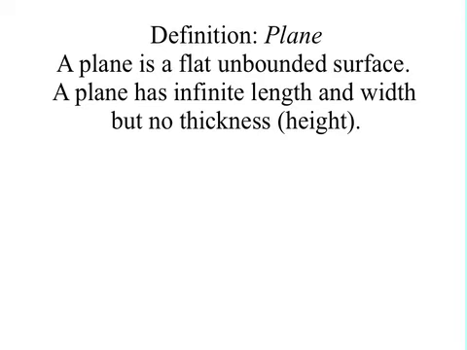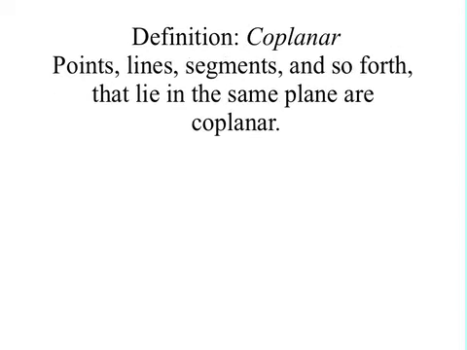Here's the definition of the word plane, a word that has several other definitions, but in geometry, a plane is a flat, unbounded surface. A plane has infinite length and width, but no thickness, which can also be known as the height. Another definition, coplanar: points, lines, segments, and so forth that lie in the same plane are coplanar.